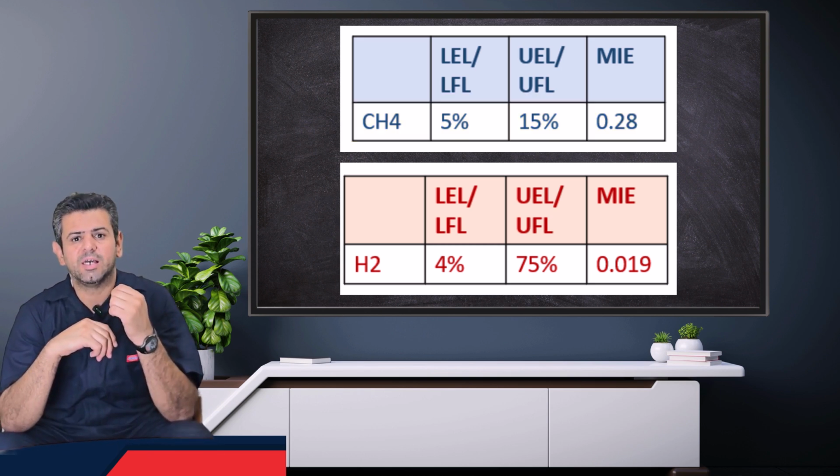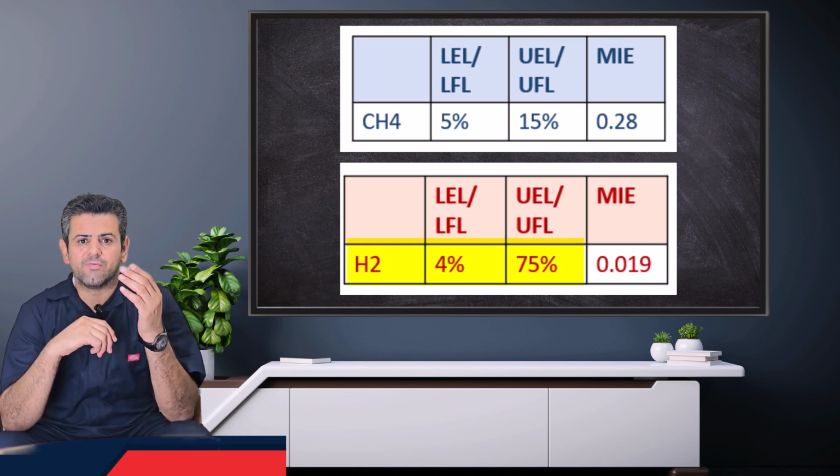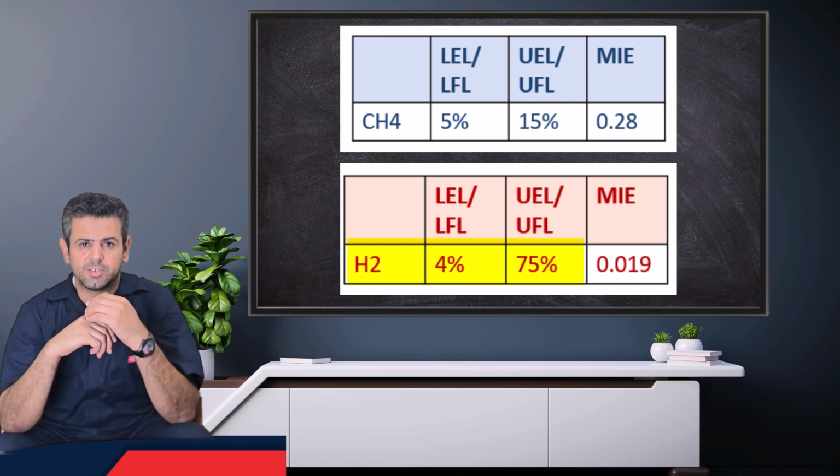But hydrogen, or H2, can burn between 4 to 75% concentration. And for catching fire or explosion, it needs only 0.019 millijoule of energy. Even a small static spark can light it up.